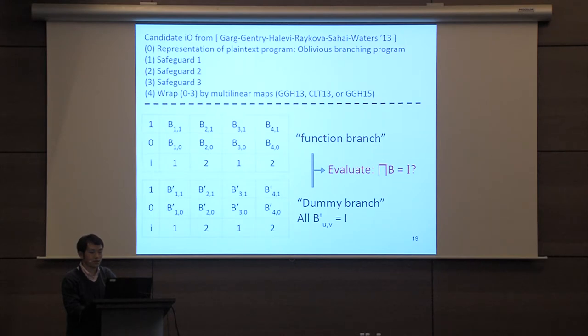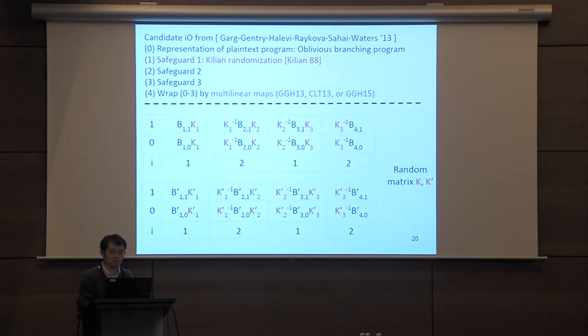The first safeguard is called Kilian randomization. You pick a random matrix K and its inverse, and multiply them in the middle of each pair. This randomizes each of them, but when you evaluate, everything is still the same because K and K inverse cancel out. Then you do the same with different matrices, K prime, in the dummy branch.